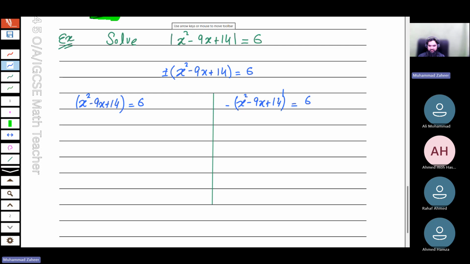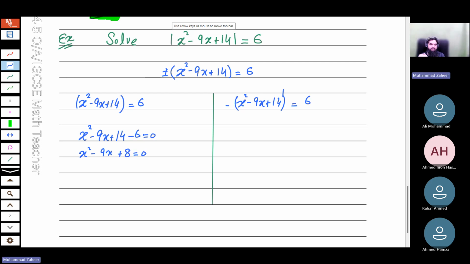Let's solve it. For solving it, we have negative x squared, minus 9x plus 14 minus 6 equal to 0. We get x squared minus 9x plus 14 minus 6, which will become positive 8.